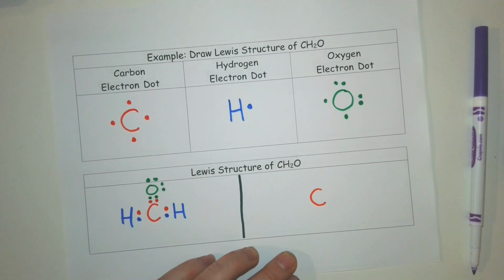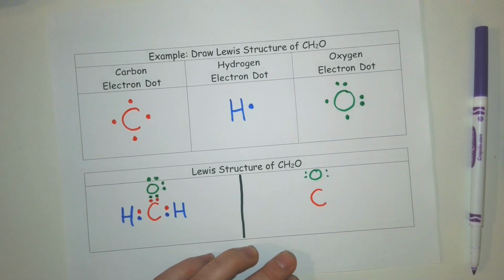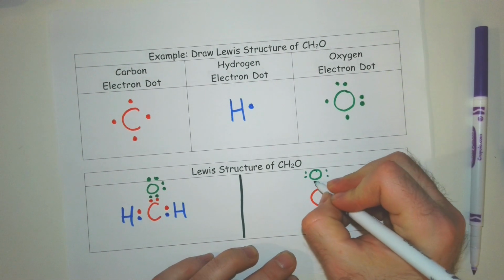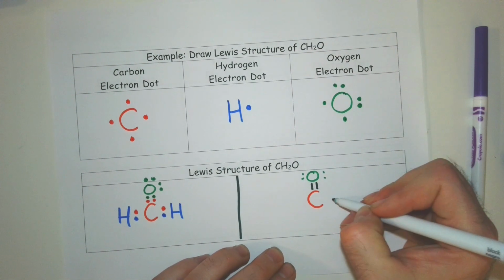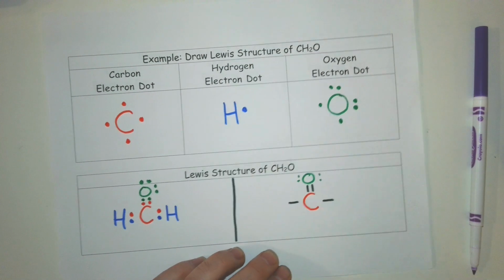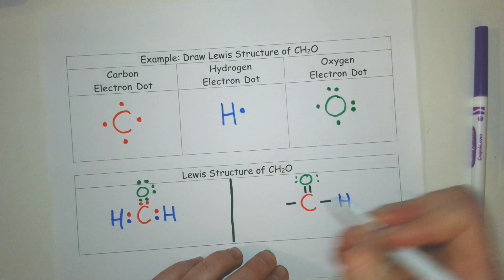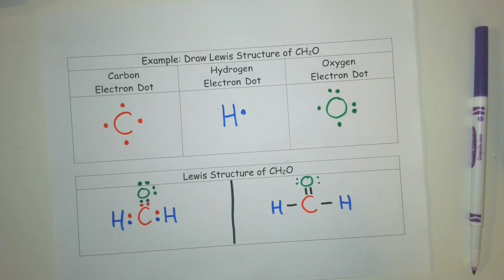Let's draw what that's going to look like. We have our oxygen up here. Just going to put the electrons on the side right there. Going to have a double bond here, and then carbon on both sides is going to have a single bond to the hydrogens. So now we have represented the bonds as dashes and the electrons as dots.